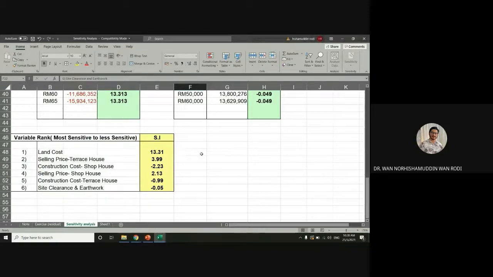So according to the example or the calculation that has been provided within the Excel, I managed to rank it. The most sensitive is the land cost. So we can see that the profit is sensitive to land costs. So any increase in land cost will reduce our profit substantially. And then the second one is selling price, then construction cost, the third, until the site clearance and earthwork.